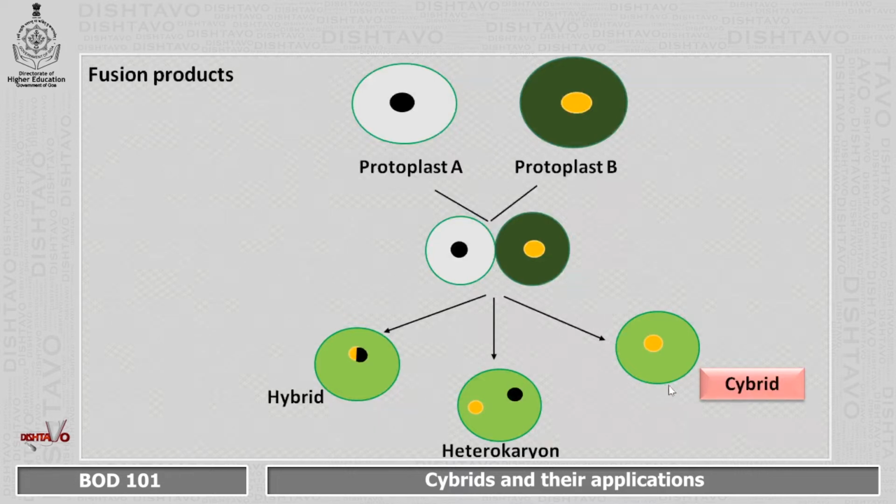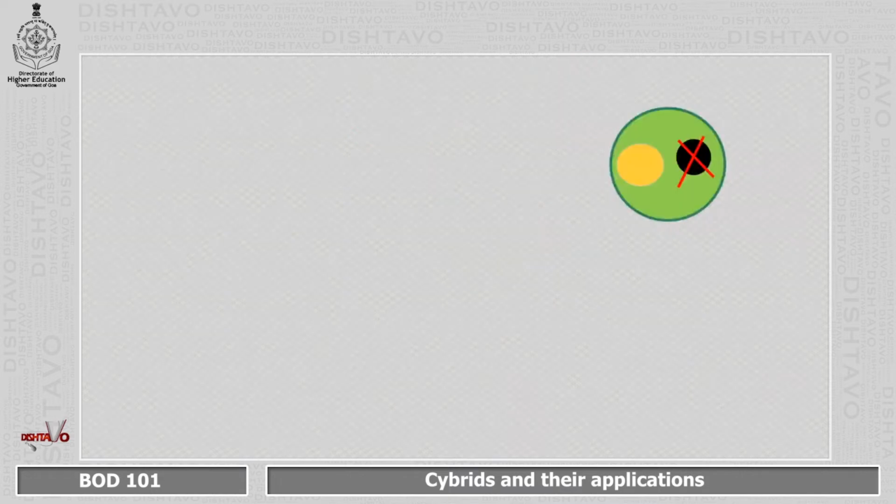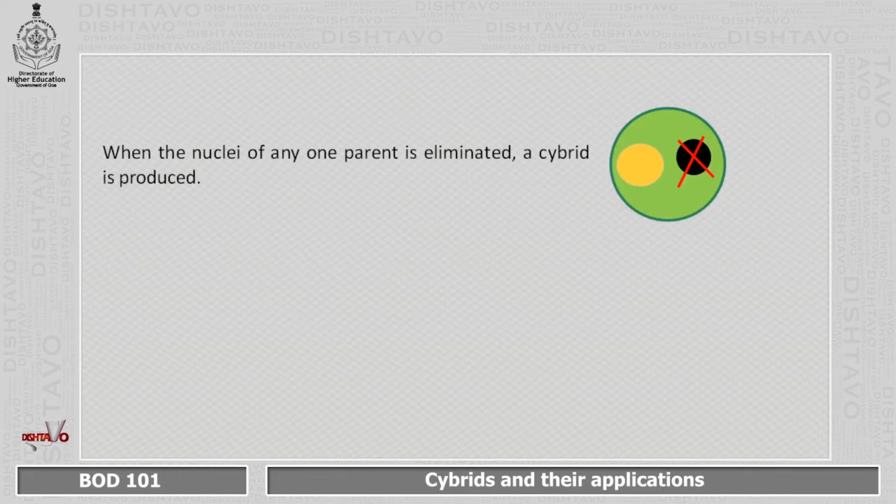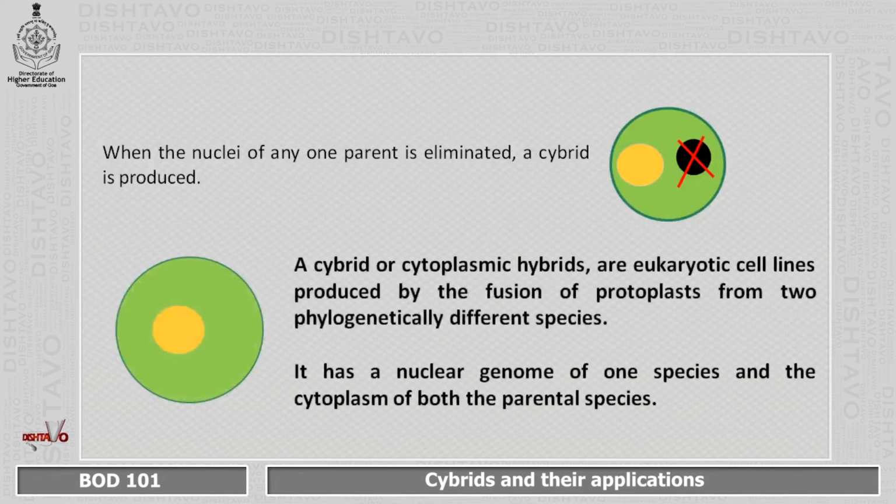The cybrid is having the presence of only one parental nucleus and the other parental nucleus is eliminated. As you can see in this figure, this is representing a cybrid. When the nuclei of one parent is eliminated, a cybrid is formed. So a cybrid or cytoplasmic hybrids, as we can call them, are eukaryotic cell lines which are produced by the fusion of two protoplasts from phylogenetically different species.